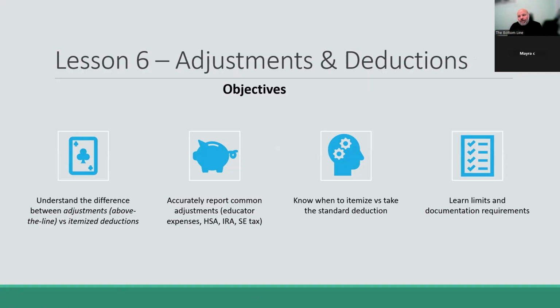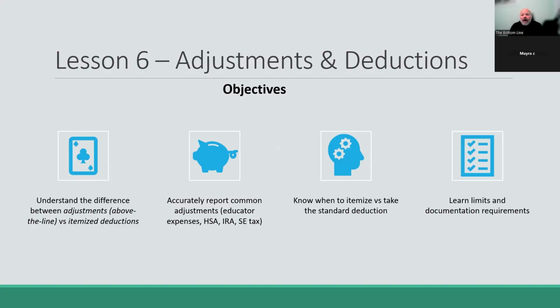The difference when we're looking at a 1040, after we get our adjusted gross income, you will then see the adjustments and deductions. Our objective tonight is to understand the difference between what an adjustment to income is and a deduction. So we have adjustments and then we have deductions. A deduction is our itemized deduction or a standard deduction. Adjustments are things that we can reduce our income by before it becomes taxable. So we want to make sure we accurately report these things.